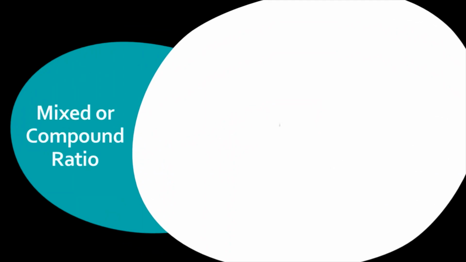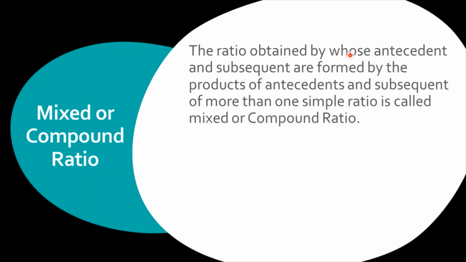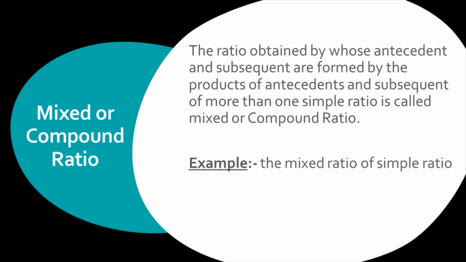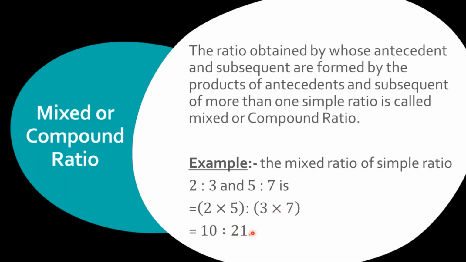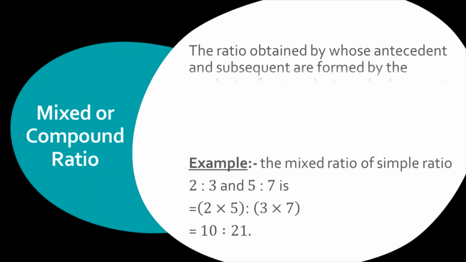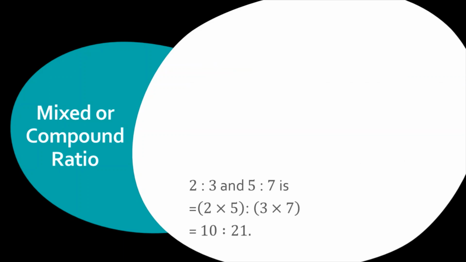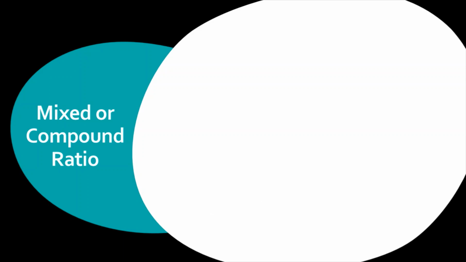Mixed or compound ratio. The ratio whose antecedent and subsequent are formed by the products of the antecedents and subsequents of more than one simple ratio is called a mixed or compound ratio. Let us see an example. The mixed ratio of simple ratios 2:3 and 5:7 is, at first we multiply antecedent with antecedent, 2 multiplied by 5, after that subsequent with subsequent, 3 multiplied by 7. So if we multiply, 10:21 is the desired mixed or compound ratio. So this is the process you can see in the example of how to find a mixed or compound ratio.